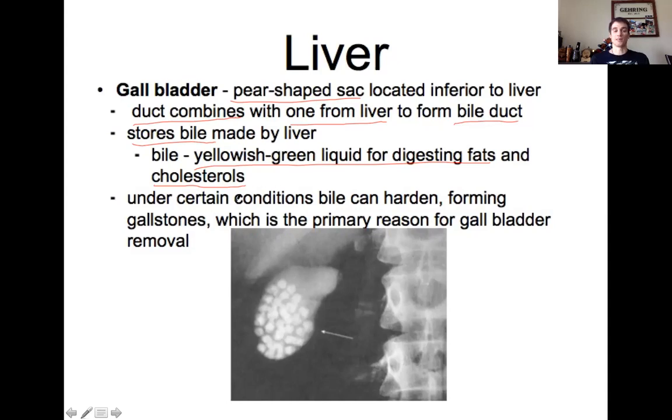Something else that you may have heard of are called gallstones. Gallstones happen when bile hardens. So sometimes bile can harden, and this forms gallstones. These are painful, and that is the primary reason for gallbladder removal. So you get gallstones, you're in pain. To relieve the pain, they take out your gallbladder. But that is your gallbladder, which works in conjunction with your liver and sends the bile down to the duodenum through the bile duct, sorry.